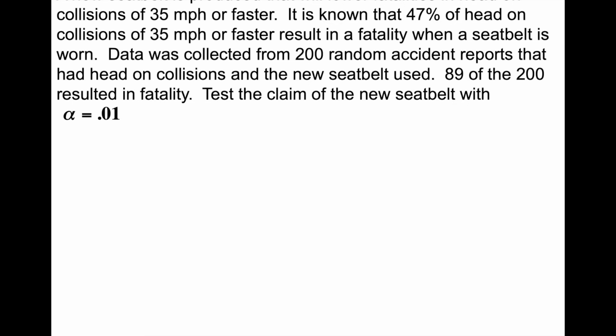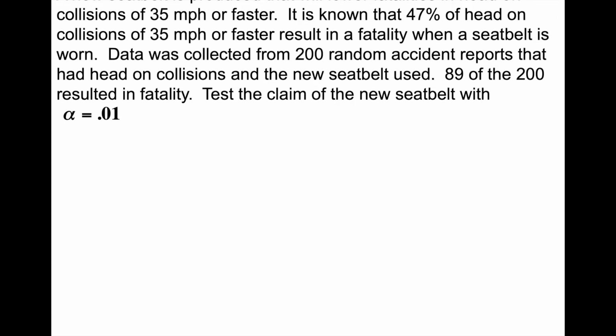A new seatbelt is produced that will lower fatalities in head-on collisions of 35 miles per hour or faster. It is known that 47% of head-on collisions of 35 miles per hour or faster result in a fatality when a seatbelt is worn. Data was collected from 200 random accident reports that had head-on collisions and the new seatbelt was used. 89 of the 200 resulted in fatality. Test the claim of the new seatbelt with alpha equal 0.01.